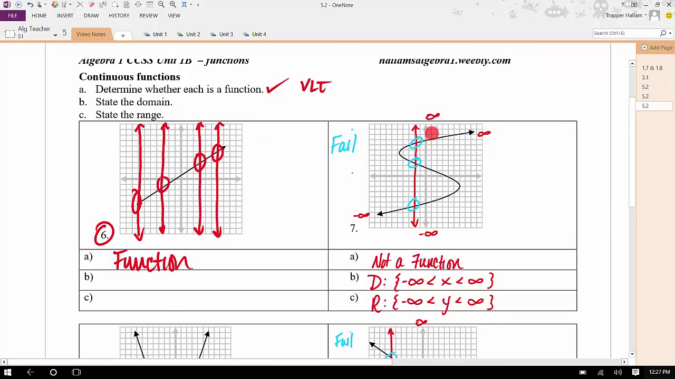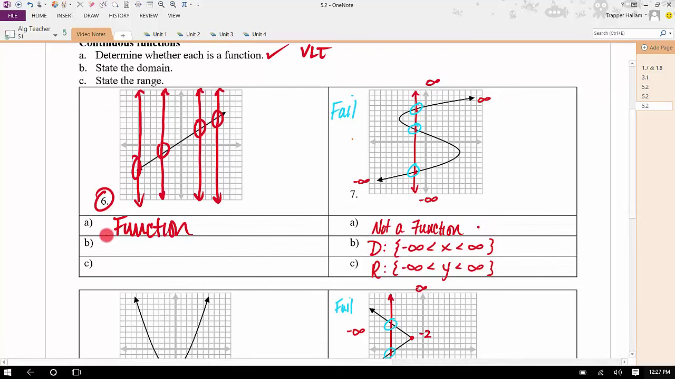If you look in comparison, here's one vertical line in example number 7. It touches it once, twice, 3 times. 3 times means it's not a function. I only have to draw one line. It fails on one line, it fails overall. So that's why this one is not a function.